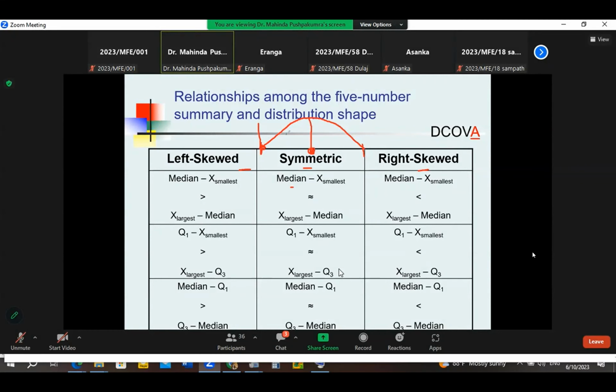Then the second condition: Q1 minus smallest, from here to here, should be equal to largest minus Q3. This is the second one. Third one, median minus Q1 should be equal to Q3 minus median. That means if the distribution is bell-shaped, these four segments are equal.